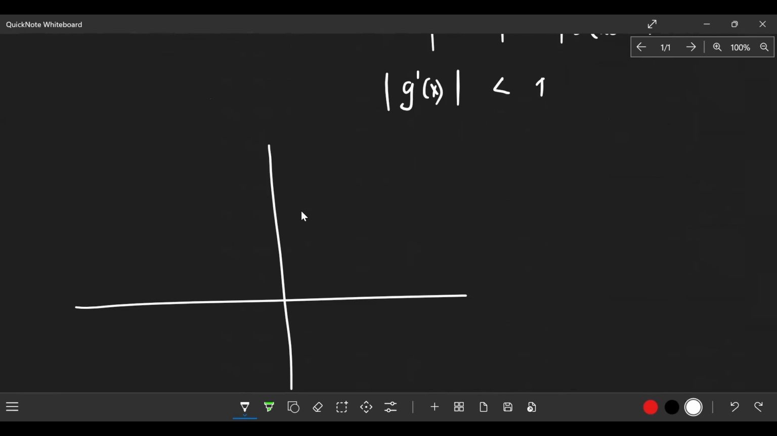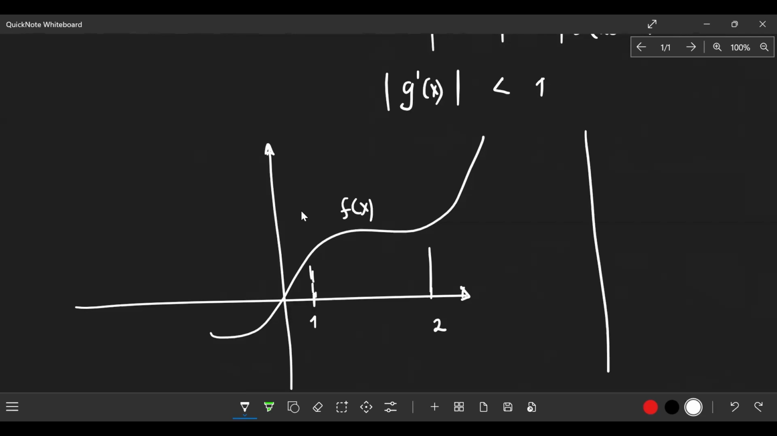Let's have this function here on the interval 1 to 2. Let's say this function looks like this. So the first function looks like this from 1 to 2. On this interval from 1 to 2, this is f of x. I'm going to sketch another function. Another function looks like this, from the same interval 1 to 2.